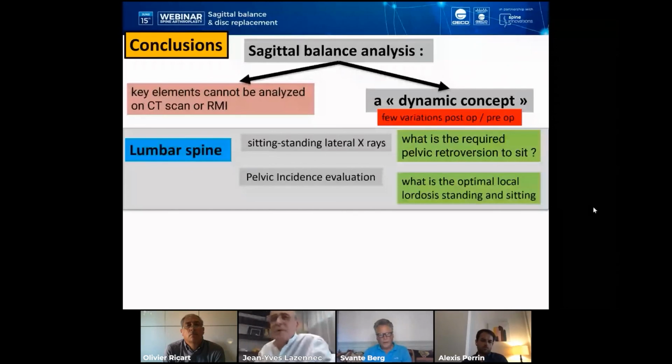At the lumbar spine, you don't need EOS. You need only sitting and standing lateral X-ray, and you need to look at the pelvic incidence. Be aware of the high pelvic incidence patient, but also of the low pelvic incidence patient. Remember my 2 cases. And cervical spine, no EOS.